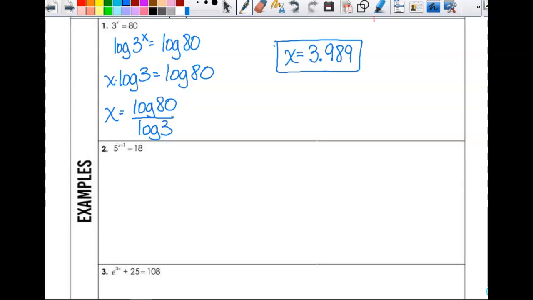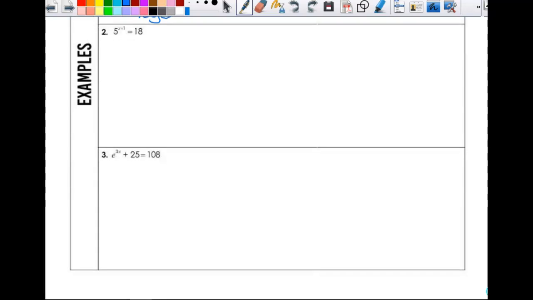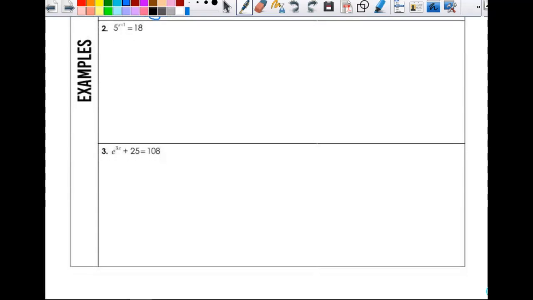All right, so let's look at number 2. Now number 2, we're going to use the natural log. Why? Just because. It doesn't matter either way, and natural log is less writing. So I'm going to take the natural log of both sides. Natural log of 5 to the x plus 1 equals the natural log of 18. Now I use my power rule, so x plus 1 is going to come out in front, and it's 2 terms, so it has to be in parentheses to look like this.